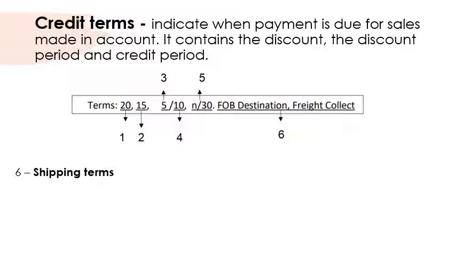If it is FOB shipping point, the title of the goods passes from the seller to the buyer upon shipment. If it is freight collect, it means that the freight charges will be paid by the buyer upon collection. If it is freight prepaid, it means that the seller already prepaid, or paid in advance, the freight.